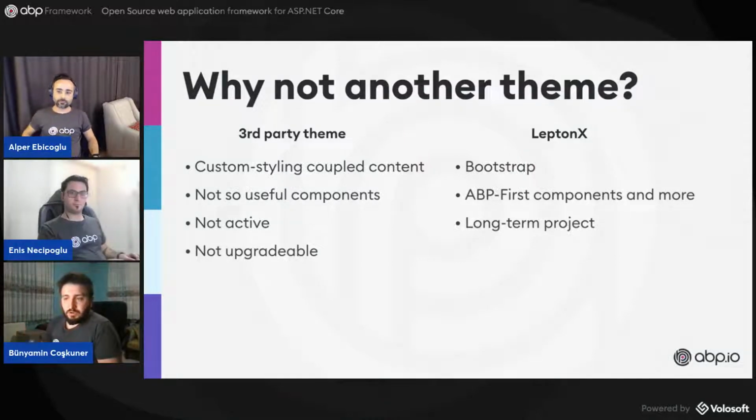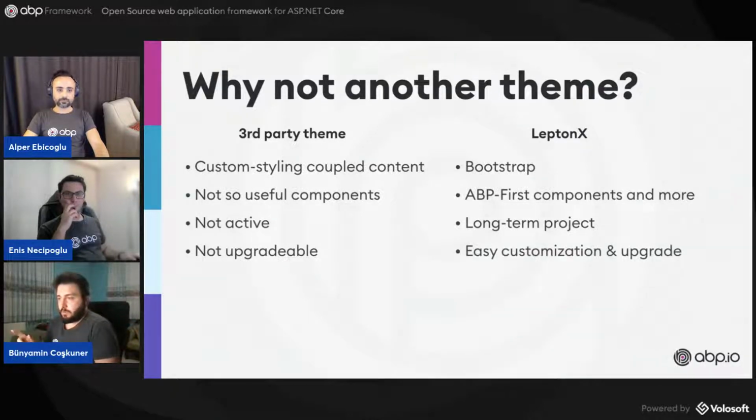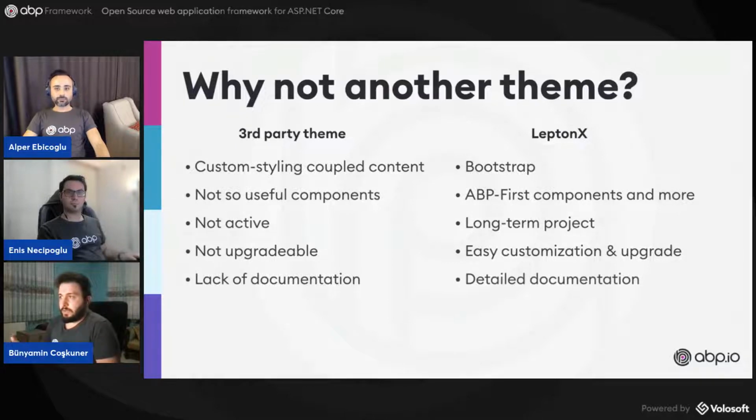And as I mentioned earlier, they're not so active, so they're not upgradable. Even though there is a new version, you have to do everything again, whatever you've done in the first place to integrate that theme into your project, you have to do it all over again. But in LeptonX, we are valuing your time, so it'll be easy to upgrade and easy to customize. And these third-party themes usually lack documentation, so you have to figure out how to develop a page and use its components. But with LeptonX, we will keep updating the documentation as we are doing with ABP framework.